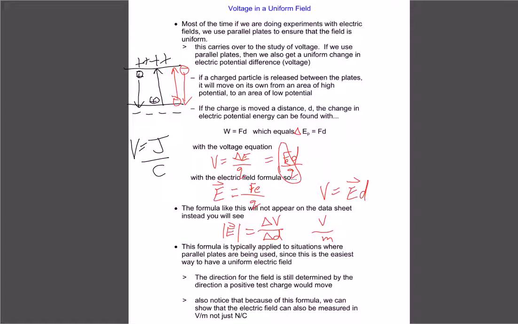So you can see that our electric field can be in volts per meter, or what we had before with the first formula, newtons per coulomb. Okay, so the key thing to remember is we've got two different formulas now for electric field. We can use force over charge, which will give us newtons per coulomb, or now we can use voltage over distance, which gives us volts per meter.